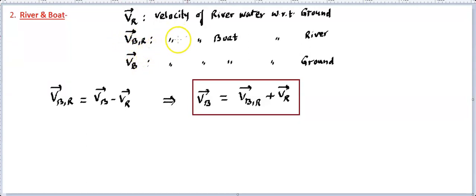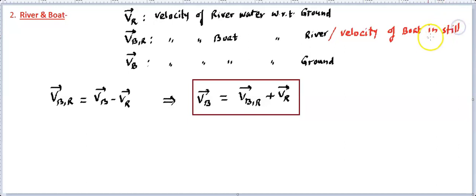So this is basically velocity of river. This is velocity of boat in the river, that is with respect to river. So it will also be called the velocity of boat in the river, or it can also be called, that's the important point, velocity of boat in still water.